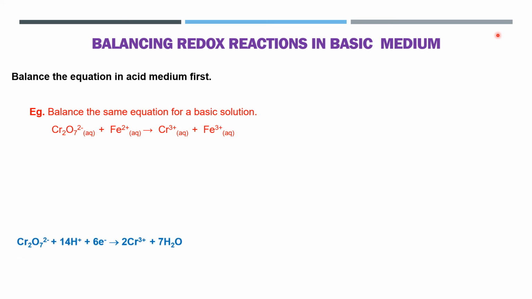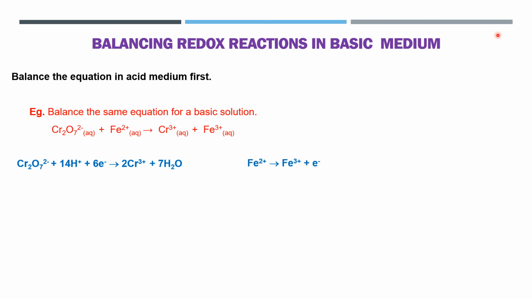So the first equation is dichromate to chromic ion. This is what we get in the acid medium. And then we balance the ferrous ion to ferric ion in the acid medium. So once we reach up to this stage, we will make sure the electrons are cancelled out. We will multiply this second equation by 6 so that we have 6 electrons available for this equation. As a result, this is what we get.